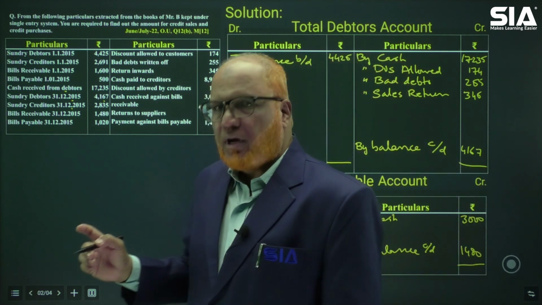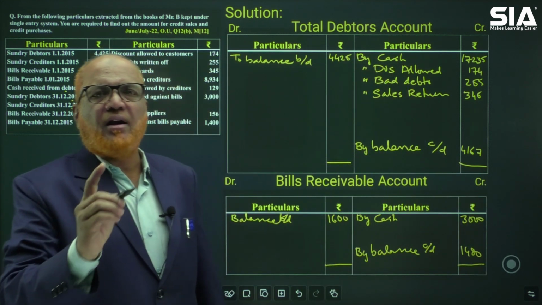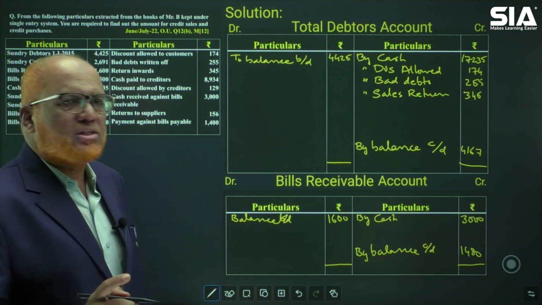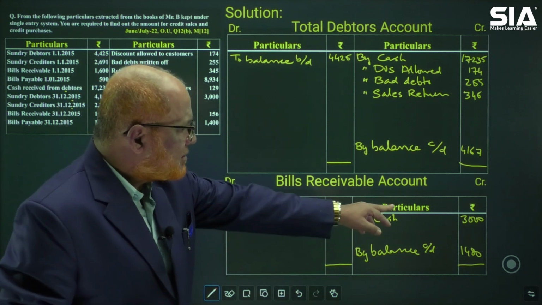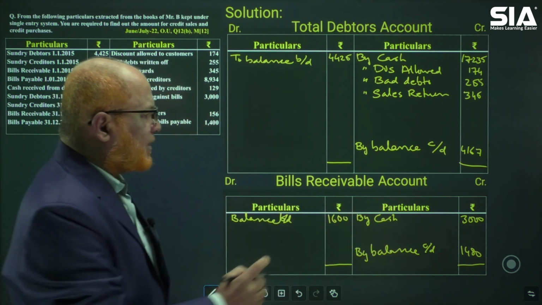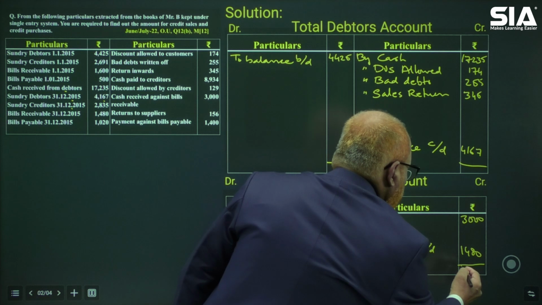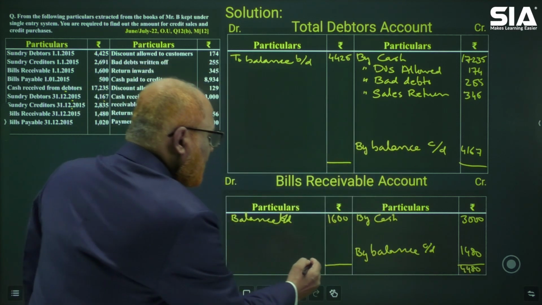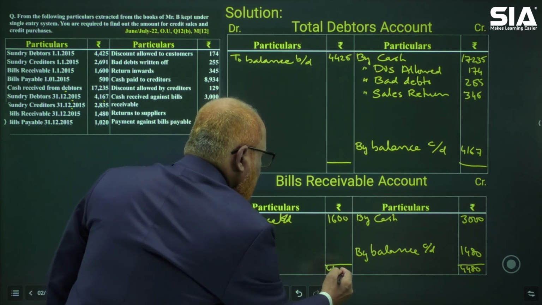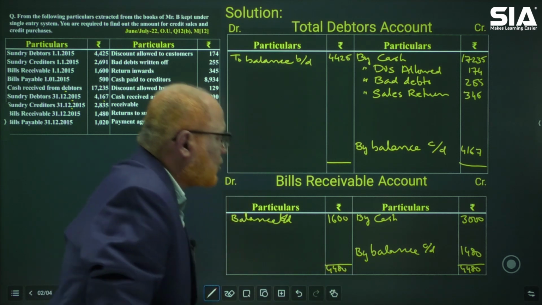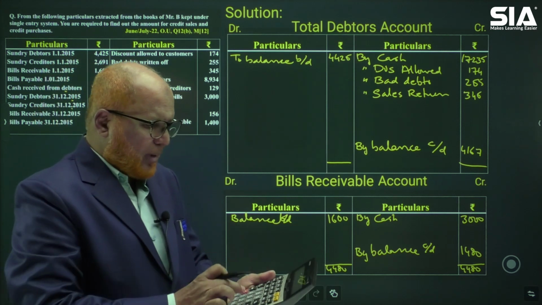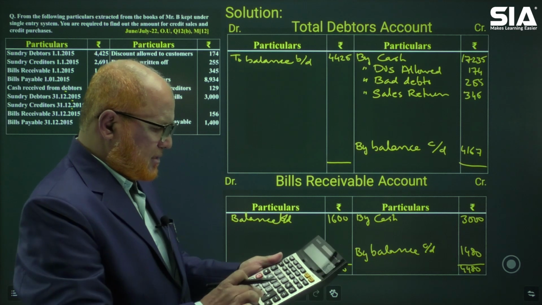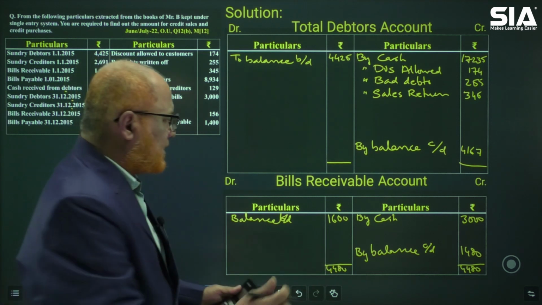Now, after taking all the items, before finding out the total sales, we have to find out how much is the bills receivable balance. So here you can see 3000 plus 1480. So it is 4480. The total on the credit side is 4480. Here also I am taking 4480. Now this is the total on the credit side. Now I am finding out the balance. 4480 minus 1600. It comes to 2880.